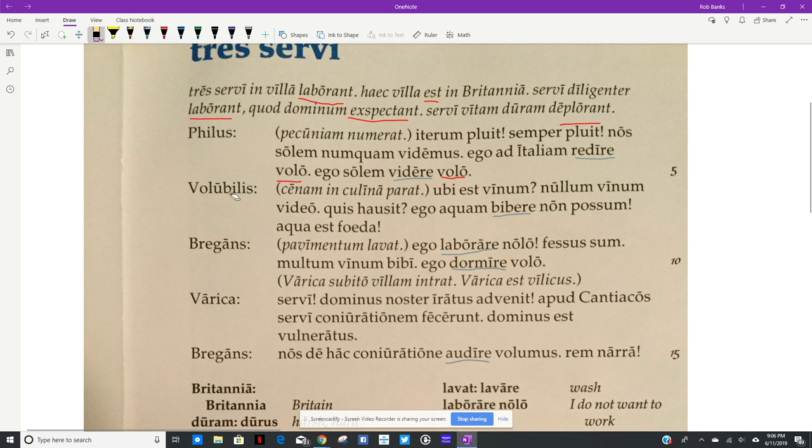Another guy, Volubilis, the one that looks like Spock. Cenam in culina parat. So he, parat, he prepares the accusative cenam, he prepares dinner in culina, in the kitchen. And he says, ubi est vinum? Right, remember, ubi could be where or when. Not likely he's saying when is the wine. Right, I'm sure he's saying where is the wine, right? That's going to make sense. So where is the wine? Video, I see, the accusative, nullum vinum, no wine. Quis, remember, is a question word meaning who.